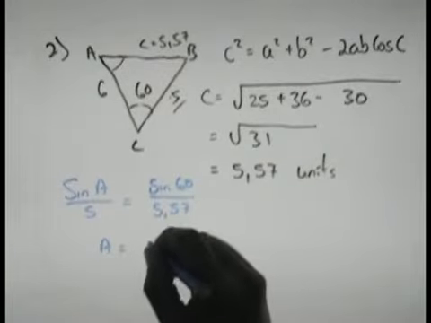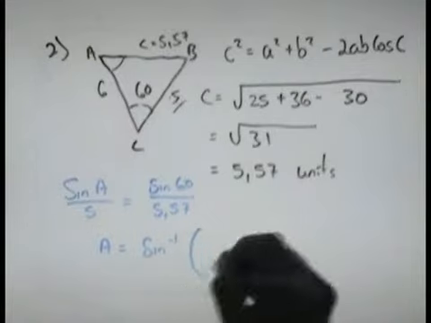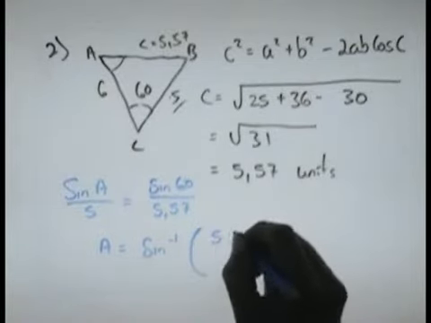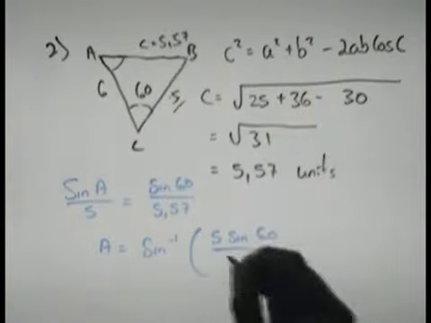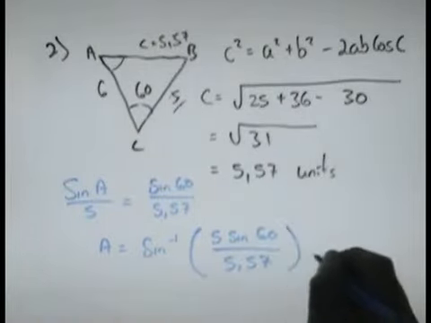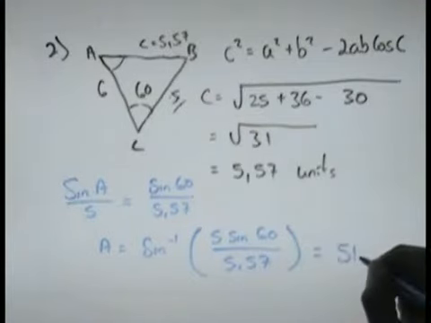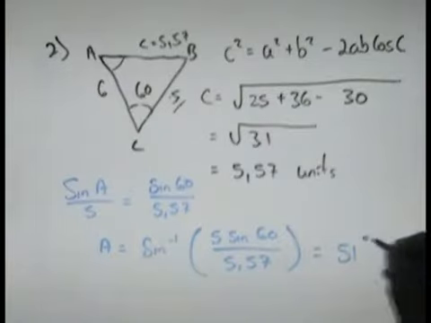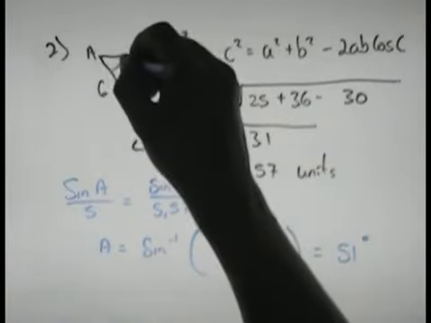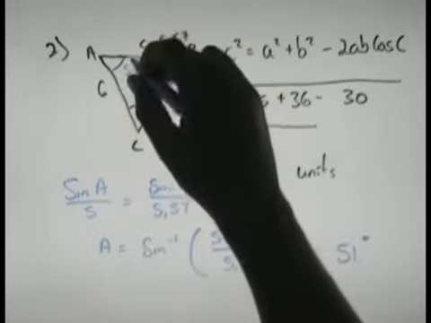That means that A is equal to second function sine on your calculator of 5 sine 60 over 5.57, and I'm going to punch it into my calculator exactly as I see it over there. So it will be second function sine, open bracket, 5 sine 60 divided by 5.57, close bracket, is going to give me an answer of 51.02, or let's just work with 51 degrees. That means that angle A is 51 degrees.